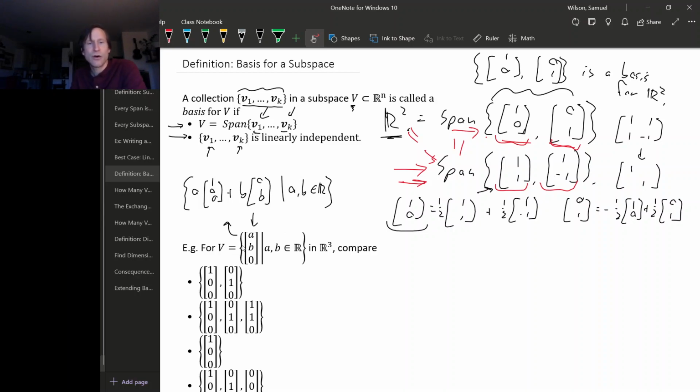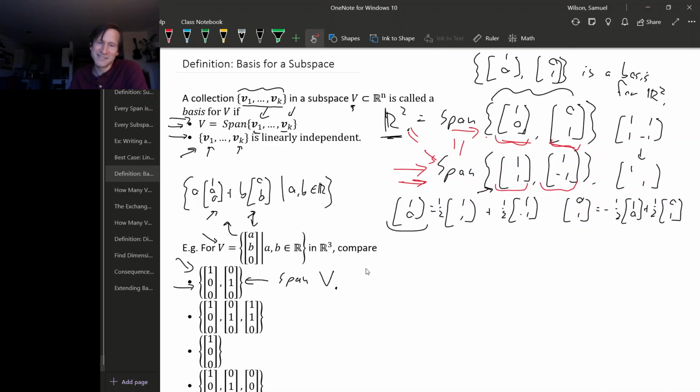Okay, so this subspace V is the span of these two vectors. So these two vectors span our subspace V. So is it a basis? Well, to check if it's a basis, we have to know that it spans, but we also have to know that it's linearly independent. So are these vectors linearly independent?